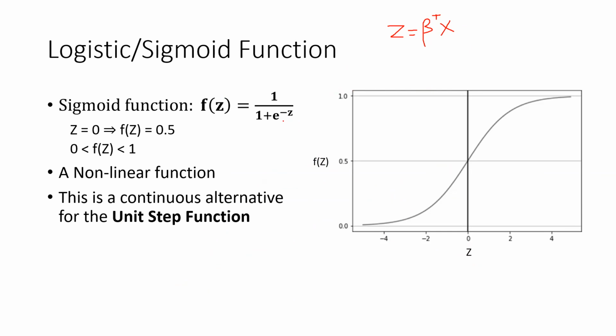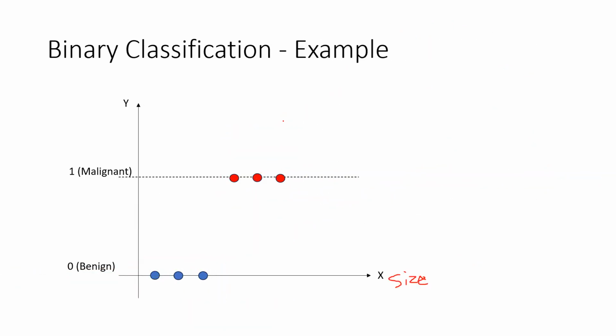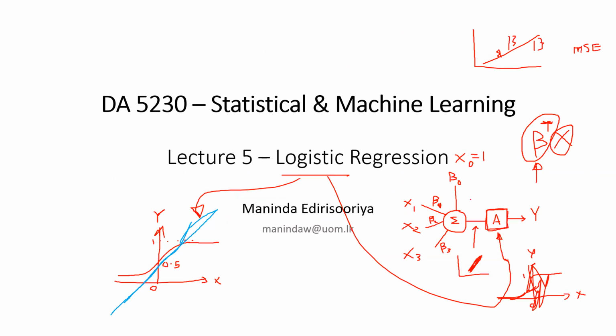At the beginning, we said that we are using this activation function, right? So from here, the value is beta transpose x. This is the logistic or the sigmoid function, which should introduce this nonlinearity, right? Which I have mentioned.